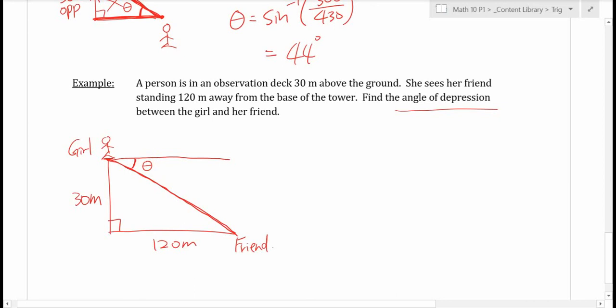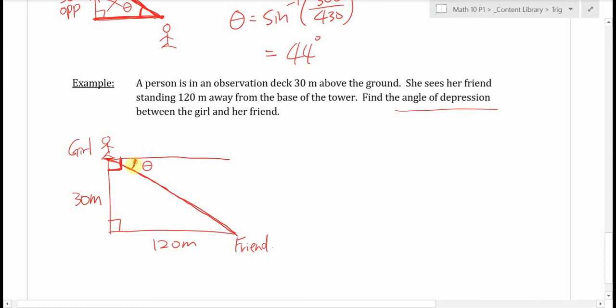Now to solve for angle theta here, there are two different ways. Actually, I'll do it this way. We know this is 90 degrees, right? This is 90 degrees because that's horizontal and that's vertical. Therefore, that makes this 90 degrees.